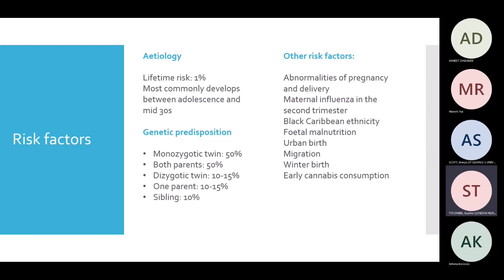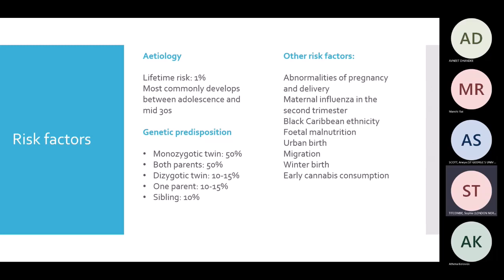The strongest risk factor for schizophrenia is genetic predisposition. So if you've got a twin who's got schizophrenia, then your chance of having schizophrenia goes from that lifetime risk of 1% up to 50%. If you've got a parent with schizophrenia, then your risk is increasing up to 10 to 15%. And if you've got a sibling who is not your identical twin, then you're looking at your risk increasing up to about 10%.